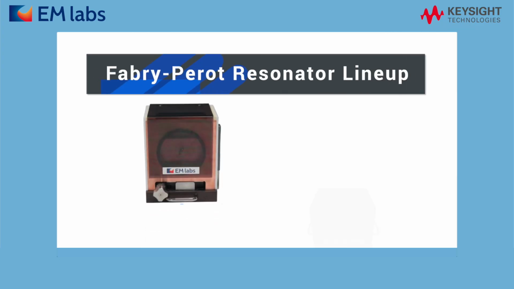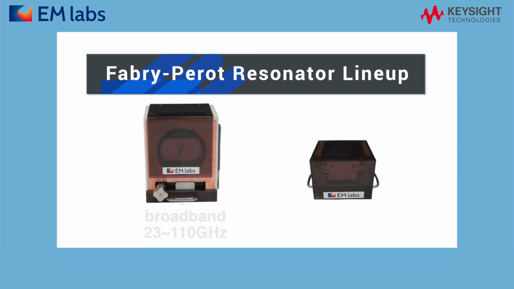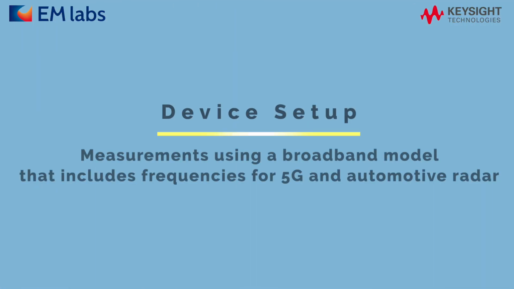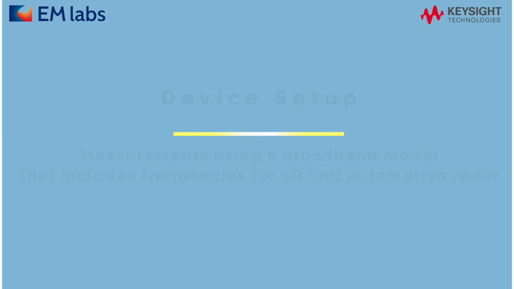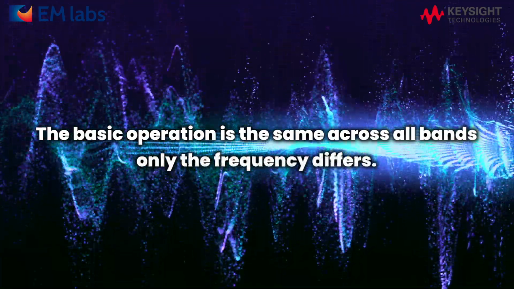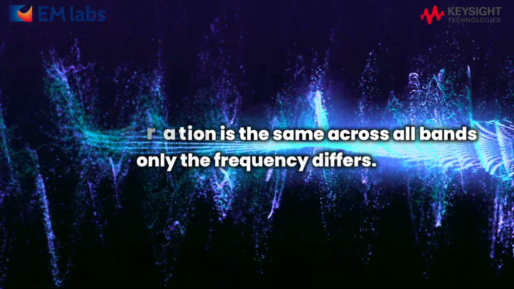EMlabs Fabry-Perot Resonator for conductivity measurement comes in two types. Broadband model covering from 23 to 110 GHz. A D-band model covering from 110 to 170 GHz. In this video, we will demonstrate measurements using the broadband model, which includes the frequencies used in 5G and automotive radar. The basic operation is identical for all bands, only the frequency range is different.